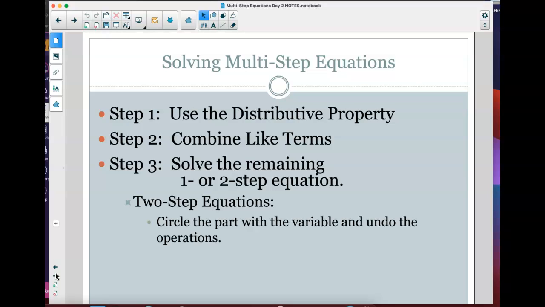How do we know if we have to use the distributive property? What are we looking for? Parentheses. As soon as you see parentheses, you know you have to use the distributive property. Then we're going to combine like terms and then solve the remaining equation. Hopefully solving a one-step and two-step equation is getting pretty easy at this point.